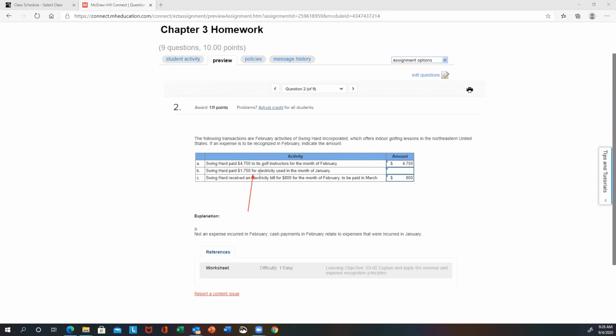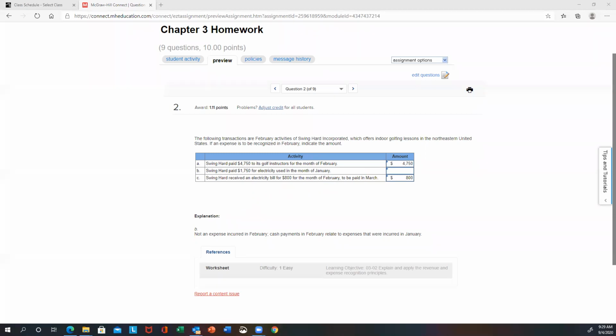They paid $17.50 for the electric used in the month of January. Of course, all that expense would have been recognized in January and not in February, just that you paid it the next month. So none of that would be recognized in February as an expense because, again, you've already recognized it. And then should you receive the electric bill for $800 for February to be paid in March? Well, even though you haven't paid it yet, you have to accrue it. You've incurred it. So all of that should be reported as expense in February.